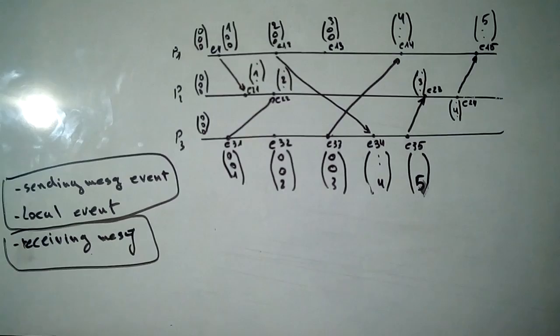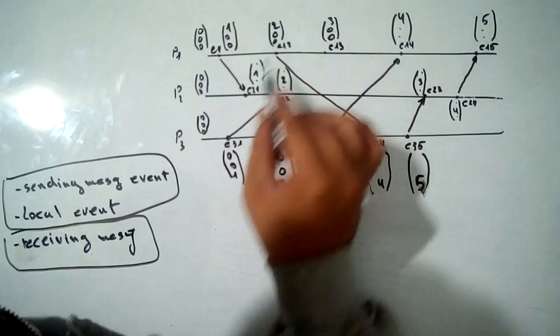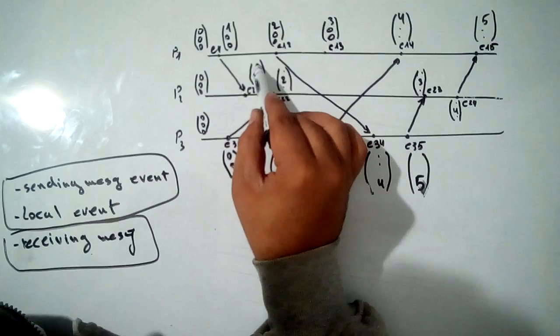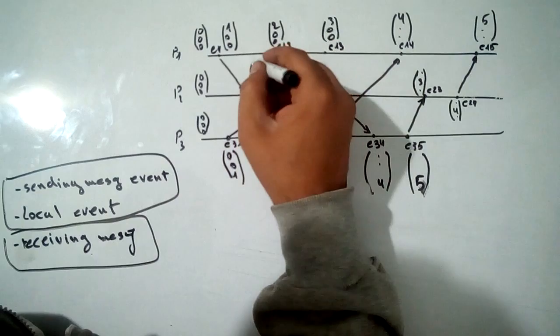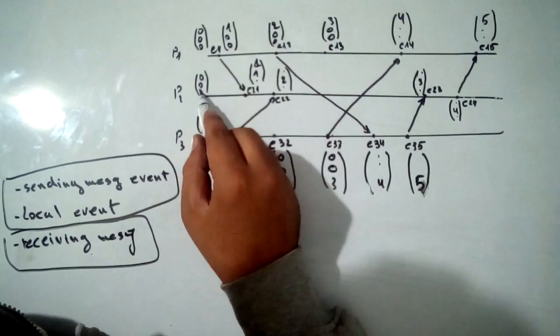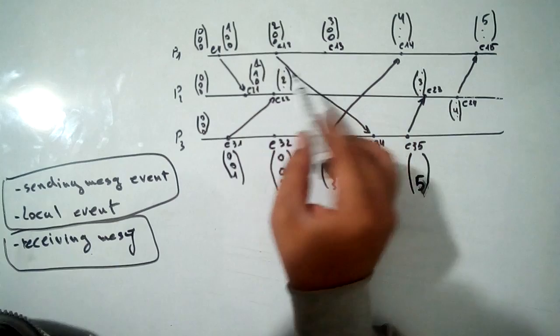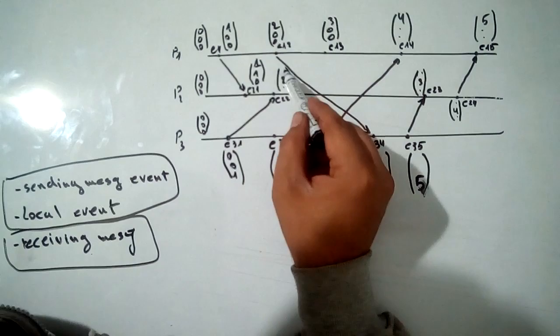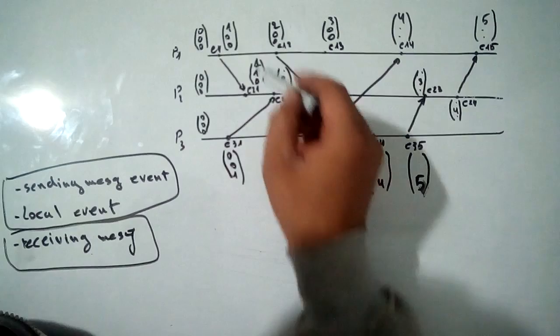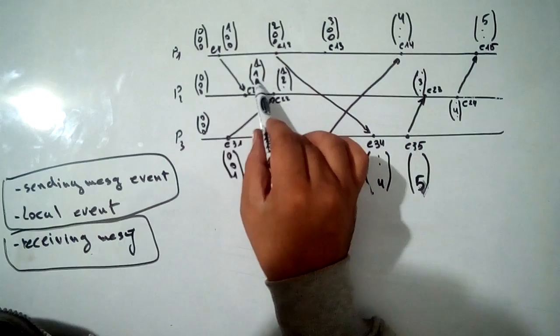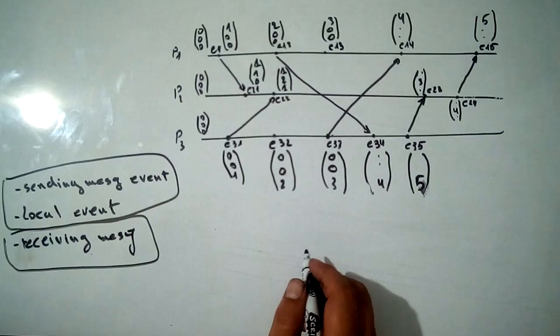So let's use this rule, okay? So here we have a receiving of message. We have this term is the maximum between 1 and 0. So that's 1, okay? And this term is equal to the max between 0 and 0. So that's 0, okay? So this is a receiving of message, so the first term is the max between 1 and 0, okay? So this equals 1, and this term is equal to the max between 0 and 1, so that's 1, okay?